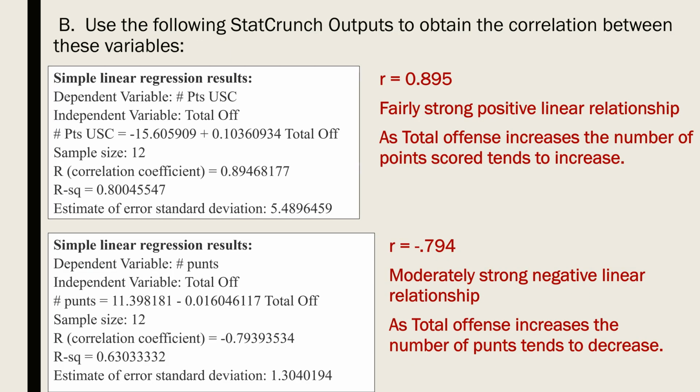Question B. Use the following StatCrunch outputs to obtain the correlation between these variables. The correlation coefficient r is from here. Since the correlation coefficient is close to 1, we say there is a fairly strong positive linear relationship. It is a positive relationship because the correlation coefficient is positive. In other words, as total offense increases, the number of points scored tends to increase.